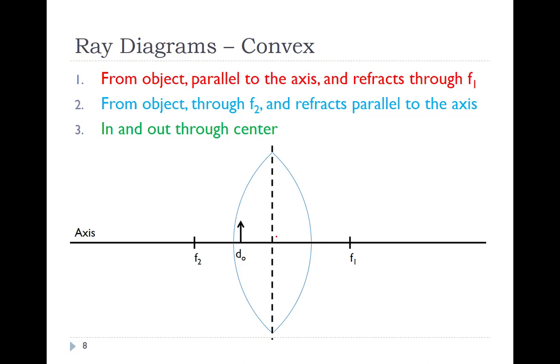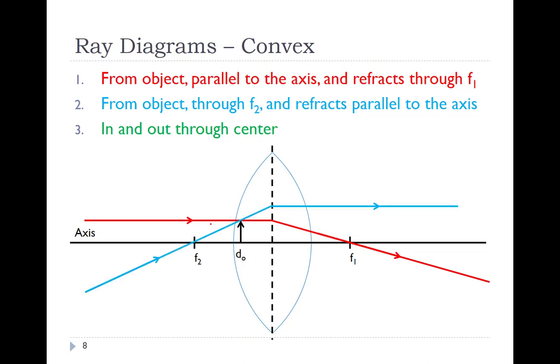So, first ray from the object through F1. From the object parallel to the axis and then out through F1. The second one has to go through F2 and across the top of the object, and then turns and goes out parallel. And then the last one goes in and out through the center.